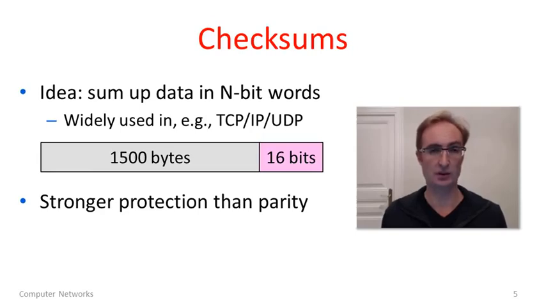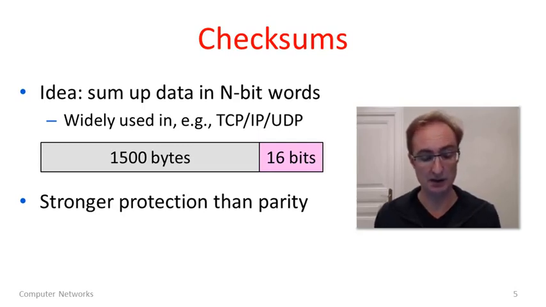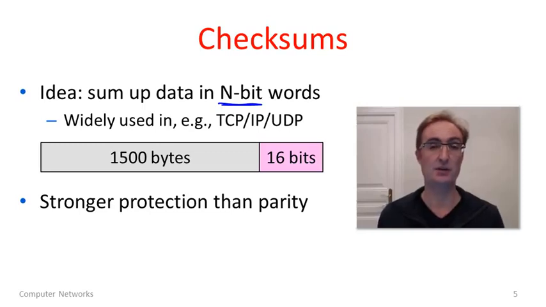Here's a stronger alternative, and one that's used in practice much more widely today. The idea in a checksum is to sum up data, much as we did with parity, but instead of using a single bit, we're going to sum up the data in terms of n-bit words, and use an n-bit checksum, or n check bits. For example, TCP, IP, and UDP all use a 16-bit checksum. This checksum is going to provide stronger protection than parity.